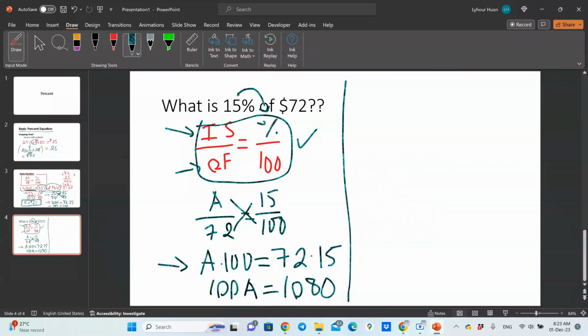Okay. Now to solve for a, we divide both sides by 100. Now 100a equal to 1080. How can we solve for a? Our purpose is to find only a, right?